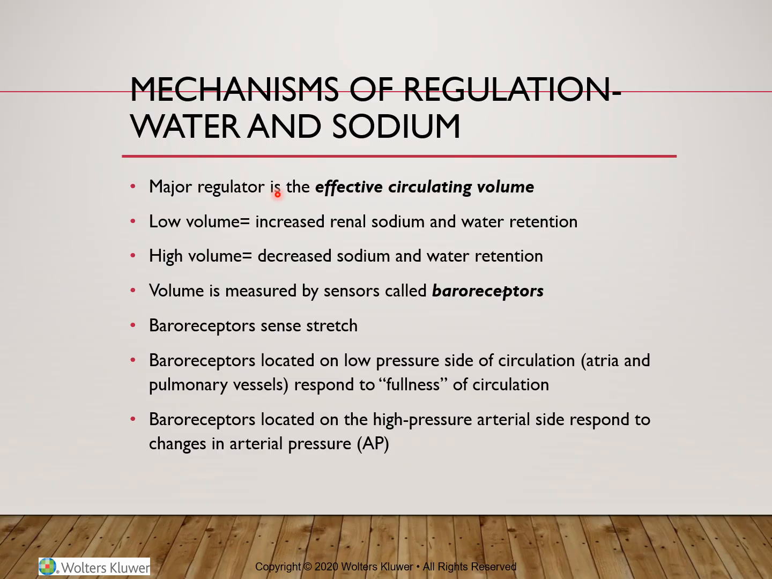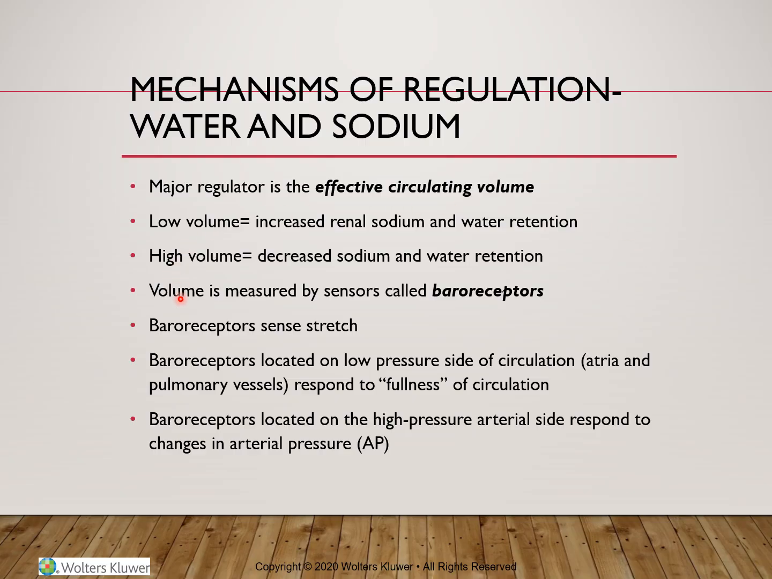So a little bit more about mechanisms of regulation of water and sodium. The major regulator of the amount of sodium and water within the body is something that we call the effective circulating volume, the amount of blood circulating throughout the vasculature in the body. If your body senses low volume or low effective circulating volume, it will act to increase renal sodium and water retention. If we sense high volume or high effective circulating volume, then your kidney will decrease the amount of sodium and water that it retains, and more will be lost through the urine.